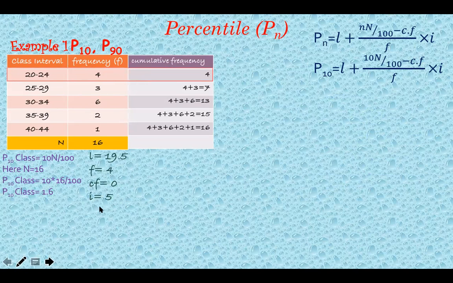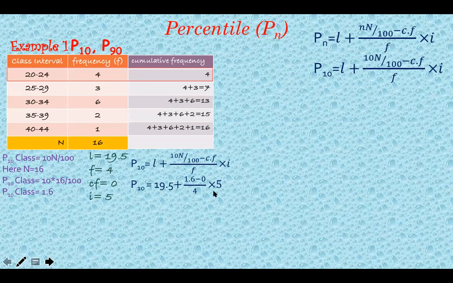Then the class size of the class interval. What is the size of the class interval? That is 40 minus 35, or 35 minus 30, or 39 minus 34, the difference between two lower limits or between two upper limits. Here it is 5. Now putting these values in the formula to calculate P10, where n will be 10. The lower limit here is 19.5, 10 multiplied by n divided by 100 is 1.6, and the cumulative frequency is 0.